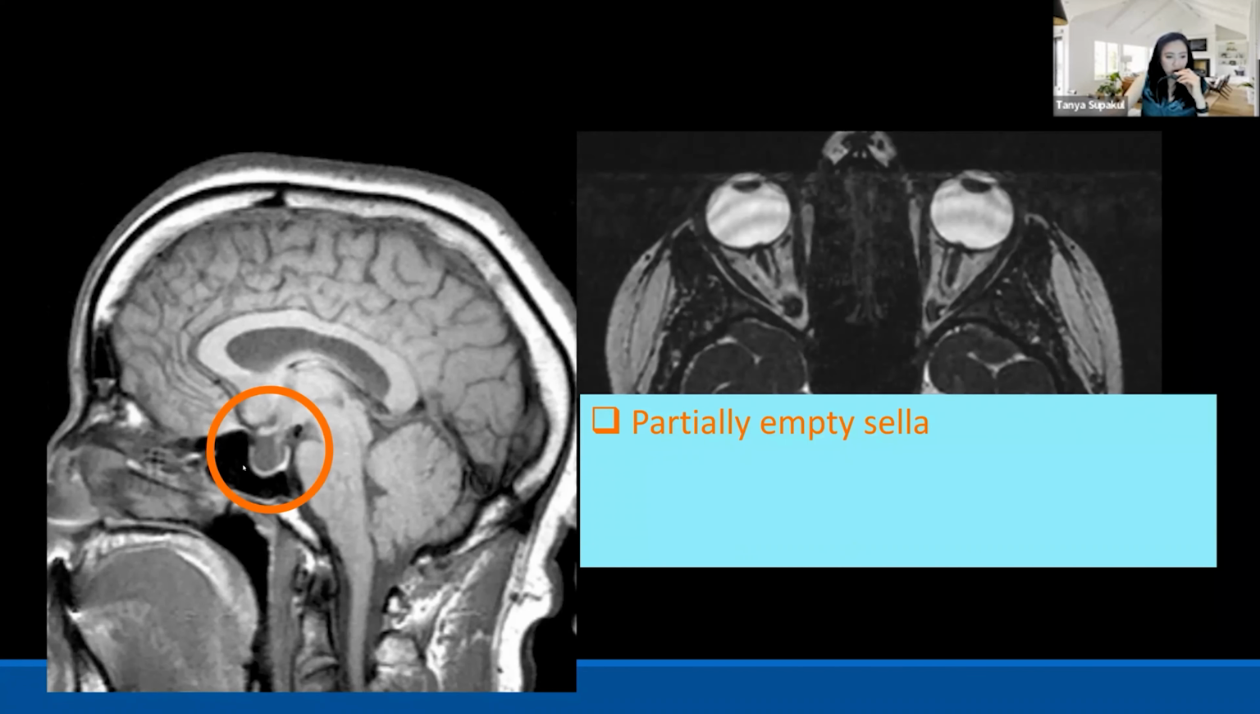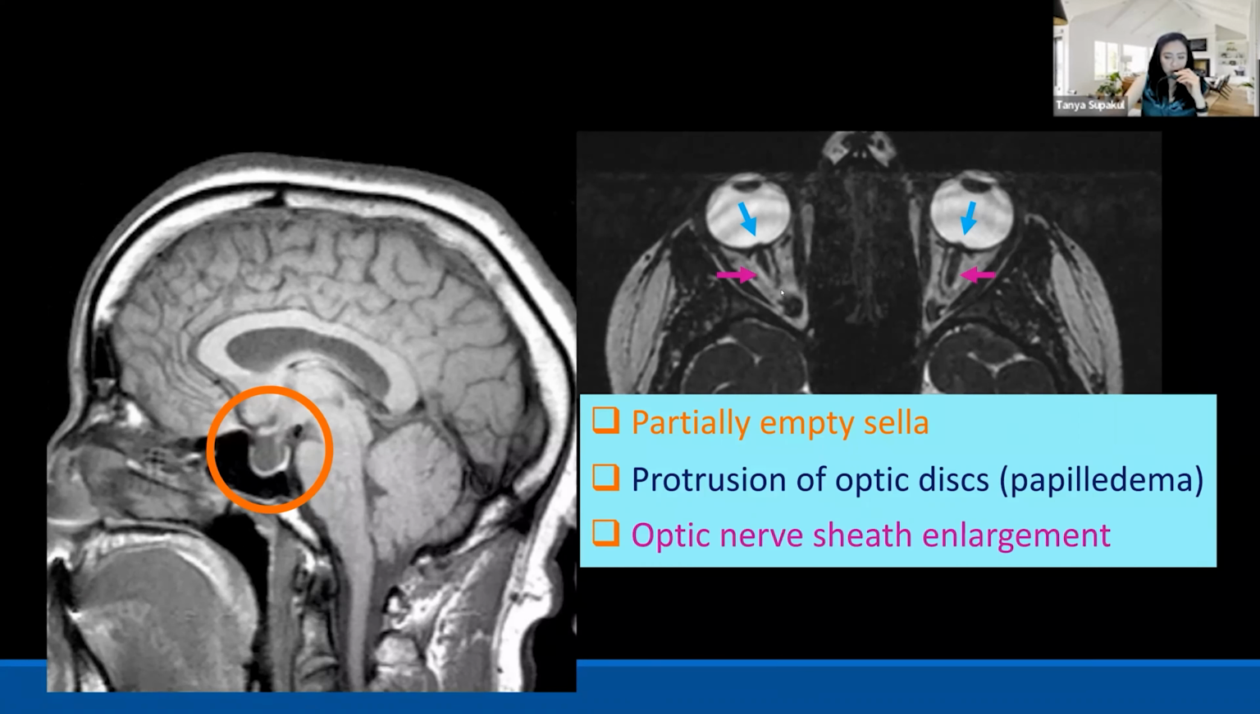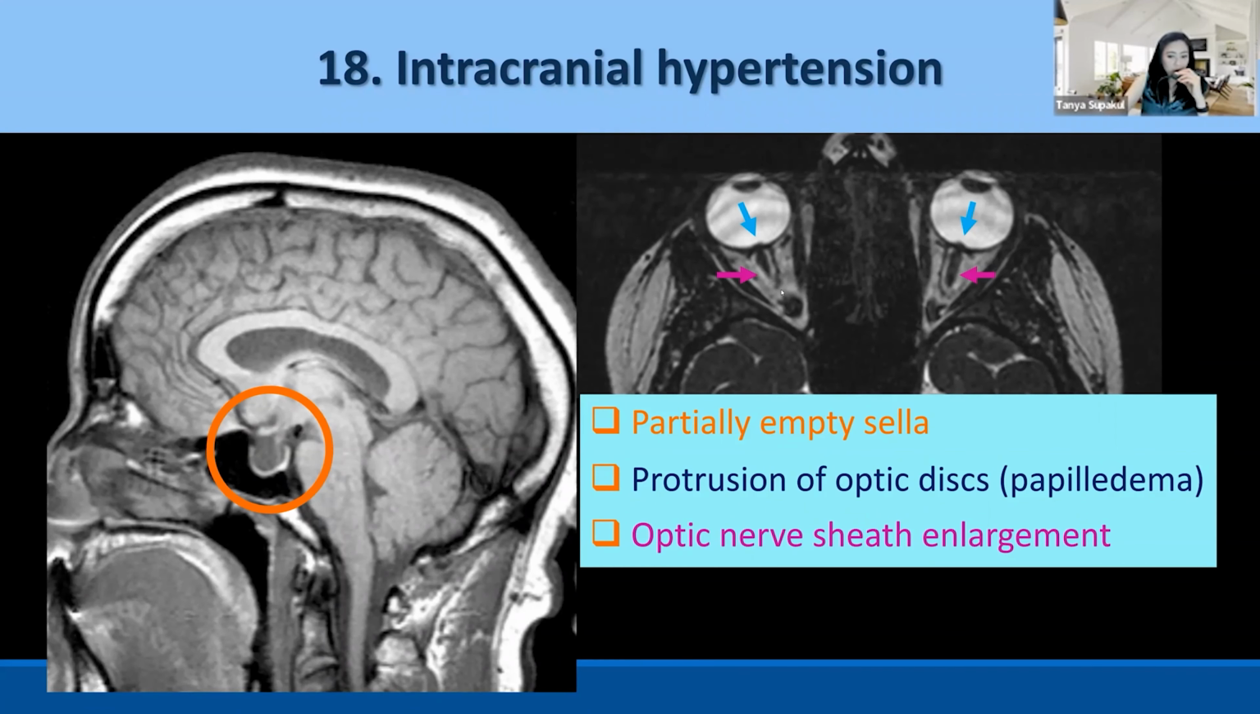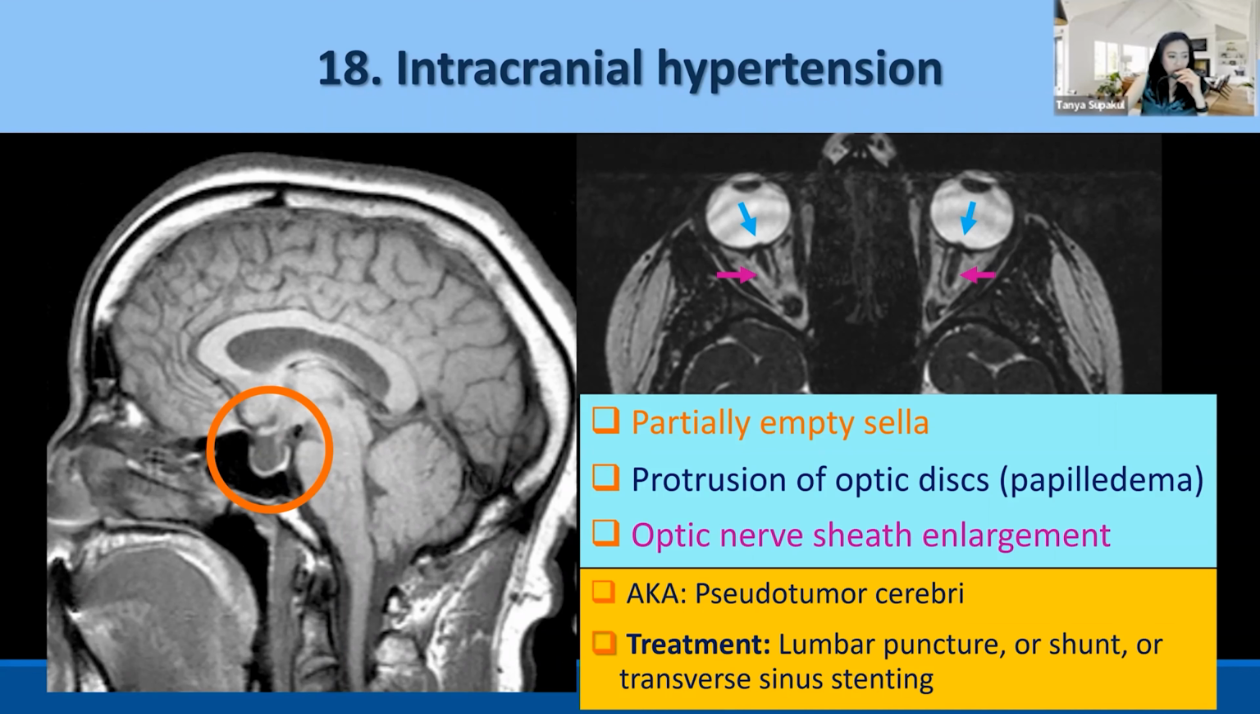And every time you see a partially empty sella, it means some high pressure has happened. So you need to check the optic disc. In this patient, you see papilledema, protrusion of the optic disc to the posterior globe, and prominence of the optic nerve sheath. So this is intracranial hypertension or pseudotumor cerebri.